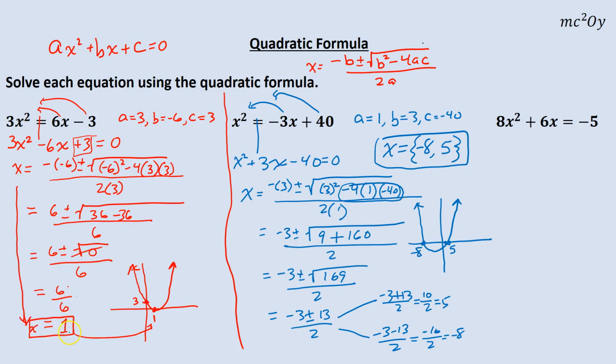All right, we'll switch colors one more time. Go green on this one. I think it's green. Okay, and I'm going to go ahead and add that 5 over to that side. Okay, so it's going to give me 8x squared plus 6x plus 5 equals 0. And then I want to go ahead and identify A, B, and C. So in this case, A is going to be 8, B is going to be 6, and C is going to be 5.